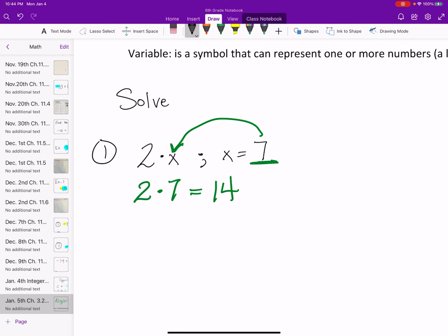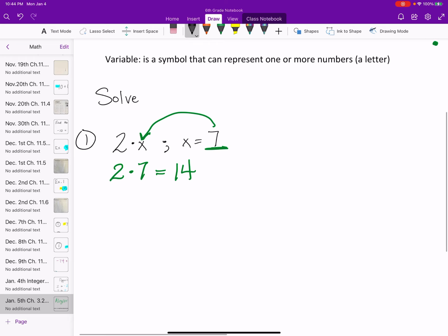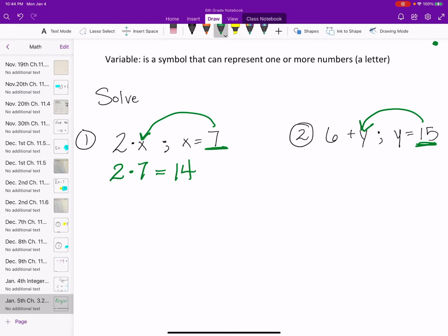Okay, let's do another one. If I have 6 plus y, where y is equal to 15, all I do is plug in my 15 for y, and I get 6 plus 15 equals 21. Simple as that.